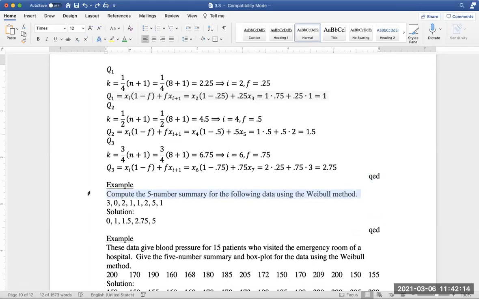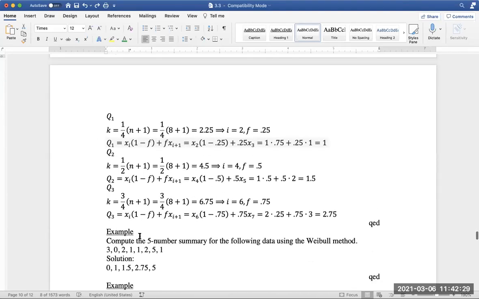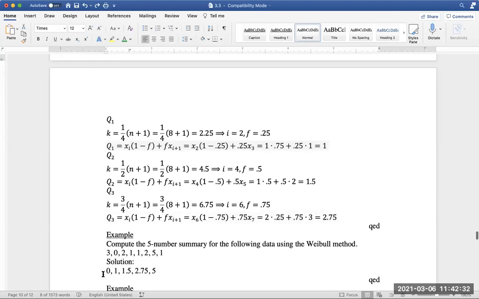So let's compute the five number summary using the Weibull method for the numbers 3, 0, 2, 1, 1, 2, 5, 1. Well, it's the one we just did. The smallest number is 0. First quartile, 1; second quartile, 1.5; third quartile, 2.75; and the largest number is 5. Therefore, these five numbers give me my five number summary. And if you plot that, a graphical representation of the five number summary is the box plot.